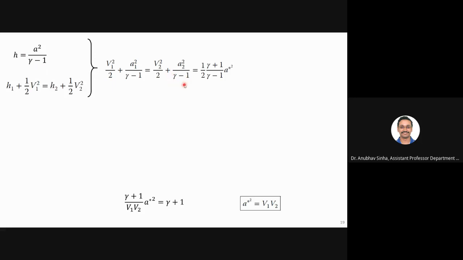And this will be equal to, if we relate this to the critical quantity, so we talked about how we defined A star. If you look at that particular definition, we can write A star in this form.